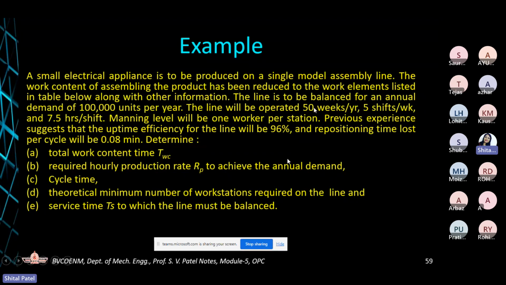Okay, so now let me start. You people need to do it with me, because I am taking only one example and explaining all the methods with it. So please note down the given data briefly. Here a small electrical appliance is to be produced on a single model assembly line. The work content of assembling the product has been reduced to the work elements listed in the table given below, along with the information.